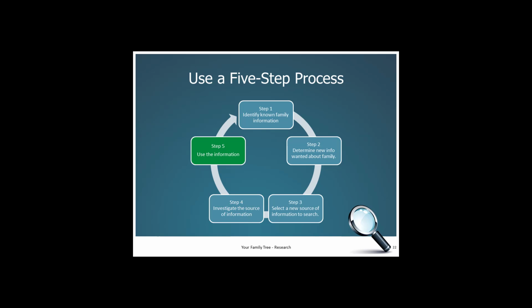The last step in the 5-step process is use the information. Step 5. Evaluate the information and organize newly acquired information. And I've already shown you an example of that. Record the new and useful information you have found to grow your family tree. Share the information with the family and with others. This completes the 5-step process. I trust this will enable you to conduct your research in an efficient and effective way.